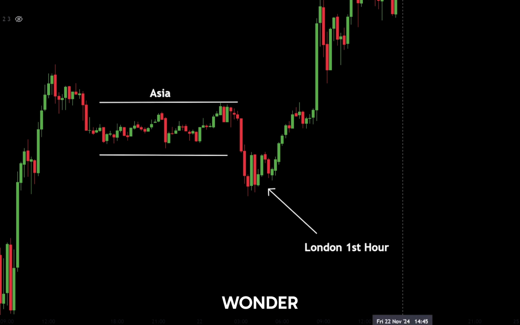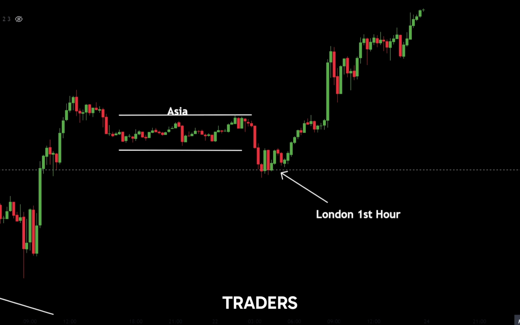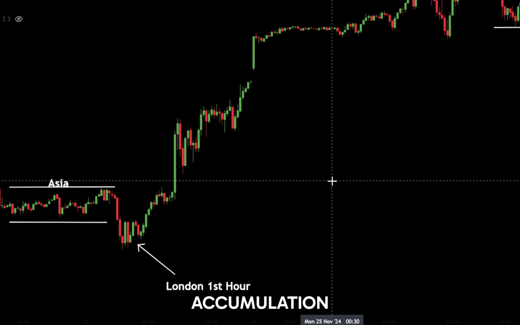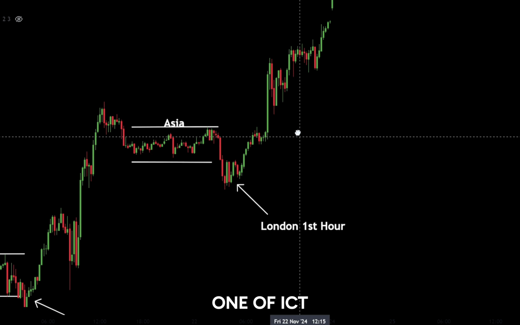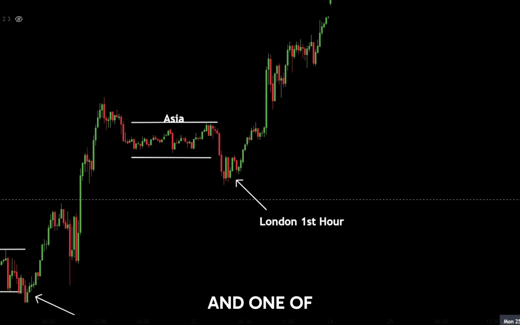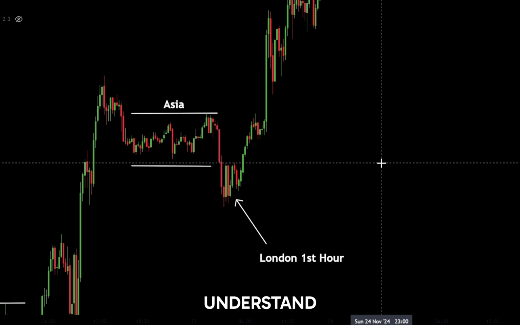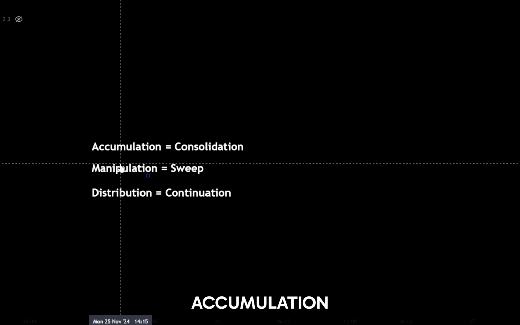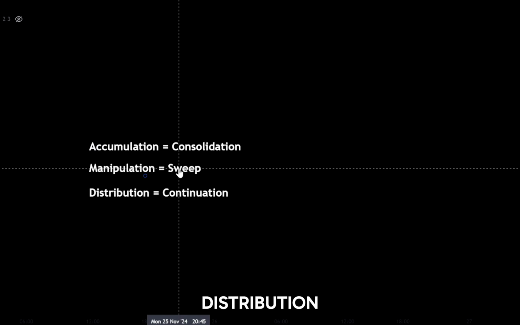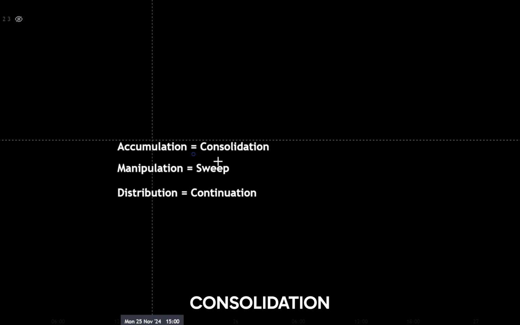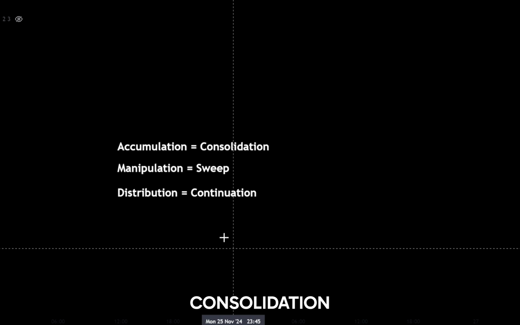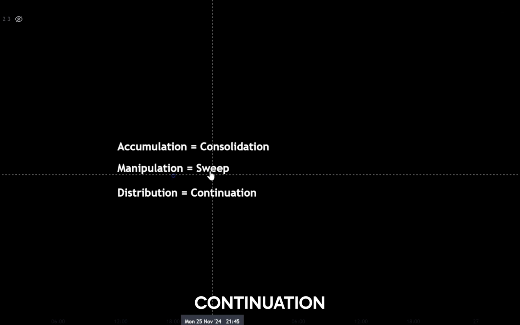A lot of people wonder why so many ICT traders or smart money concept traders talk about the one concept of accumulation, manipulation, and distribution. To me, that is one of ICT's best concepts and one of the easiest for me to actually understand looking back now. A lot of people know the power of three: accumulation, manipulation, and distribution. Accumulation is a consolidation. Manipulation is the sweep of that consolidation, and distribution is a continuation.